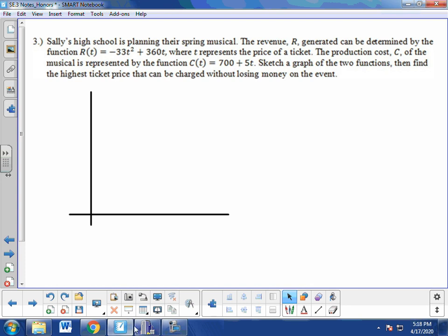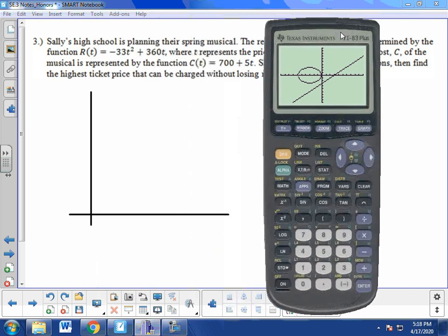So the revenue here is basically giving us this equation equal to y. So there's nothing that we have to rewrite here. We're going to go ahead and just enter this equation into the calculator. So I'm going to type in the equation as I see it, negative 33x squared plus 360x, instead of t.